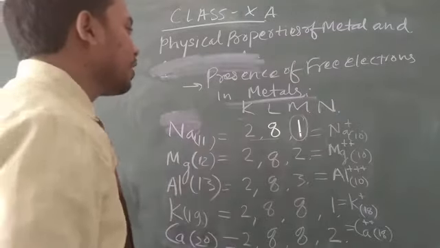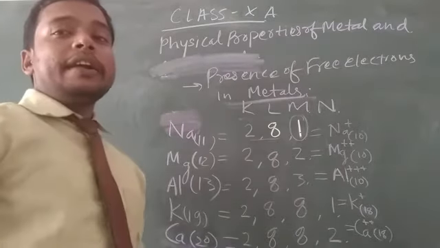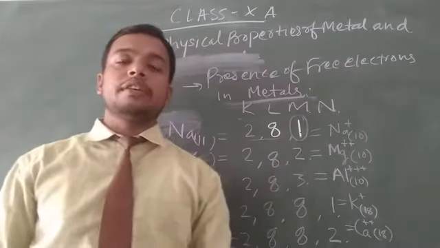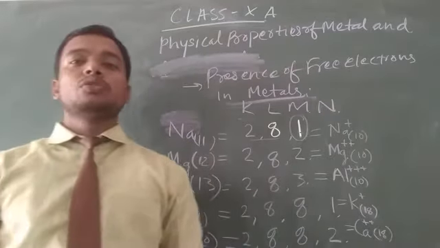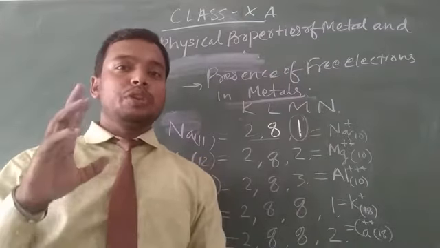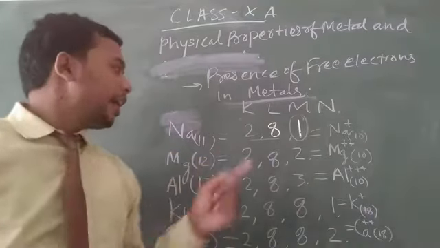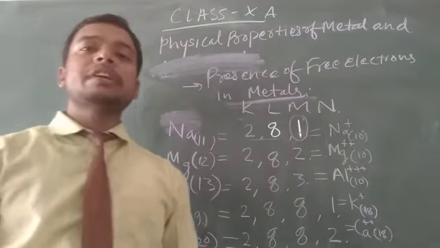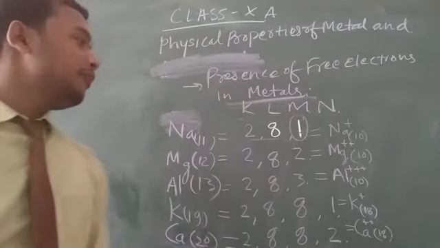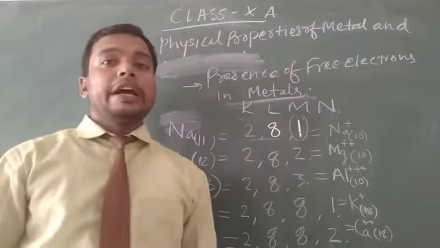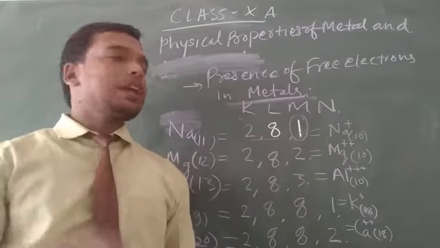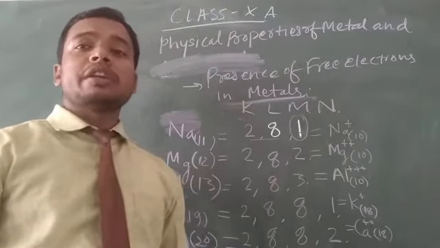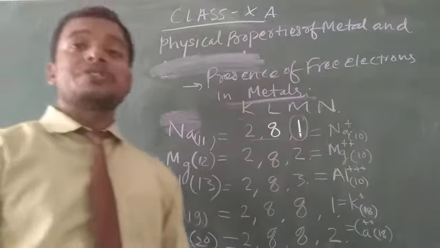In this way, when we correlate with the noble gases, dear friend, everything wants to be stable in the universe. The same thing happens in the case of metals. So these are the metals, and metals generally have free electrons. Simultaneously, we also know about the outermost electrons of a particular shell.